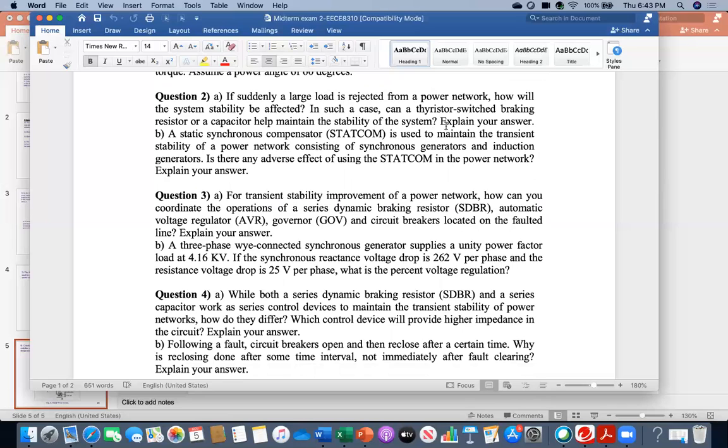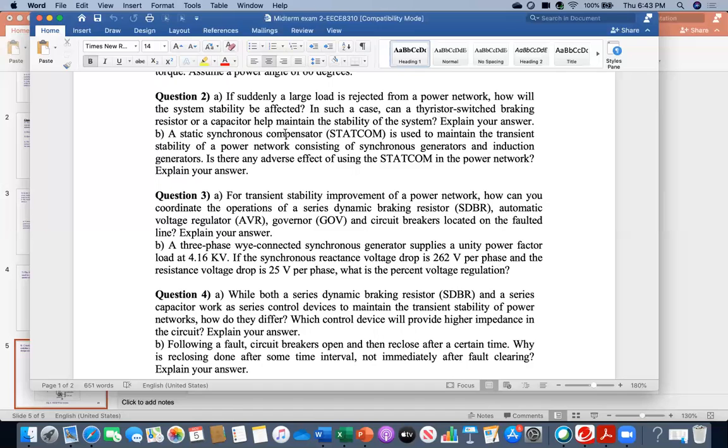In such a case, can a thyristor switched breaking resistor or a capacitor help maintain the stability of the system? Explain your answer. So, if a large load is rejected, meaning taken out from the power network, will there be a stability issue? Yes. So, under that situation, which one would you use?